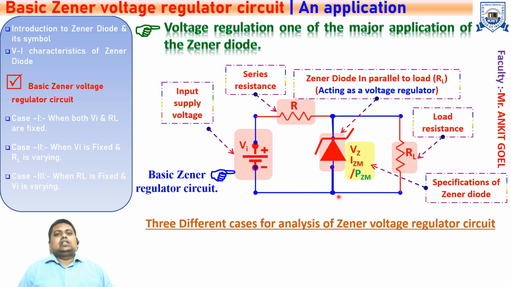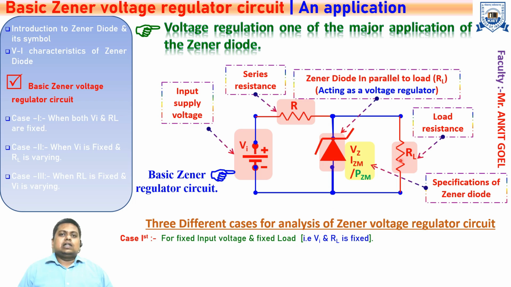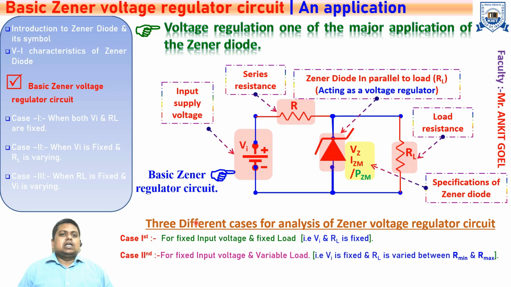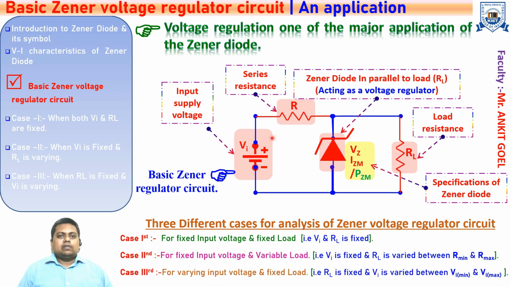So we will do the analysis of this Zener regulator circuit for three scenarios. First, the fixed input voltage and fixed load, that is, both Vi and RL are fixed and not going to change. Second, Vi will be fixed, but the load resistance will vary. We will see what is the effect on the circuit when the load is fluctuating. And third, we will see what will happen when only the input supply voltage is fluctuating and the load is constant, right?